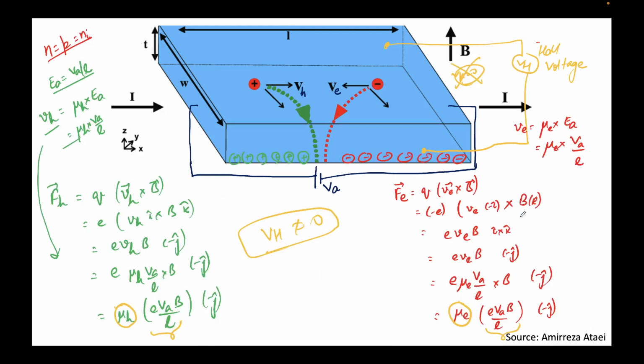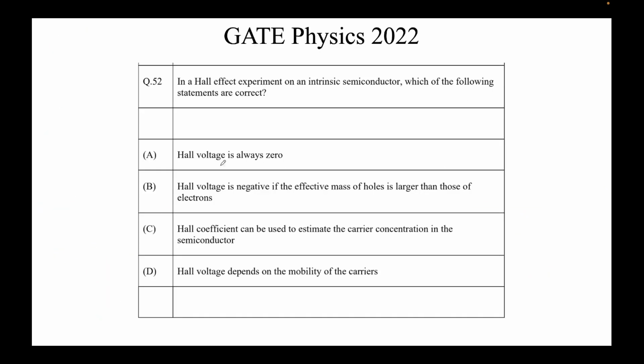So let's go back to the question now. Hall voltage is always zero? No, that's not correct. We derived an expression where it was dependent on mu H minus mu E. So it's not always zero. Hall voltage is negative if the effective mass of holes is larger than that of electrons? That's not necessarily true.